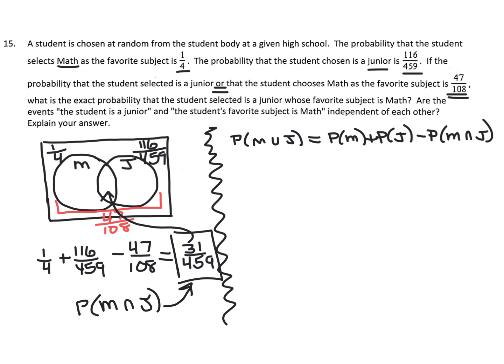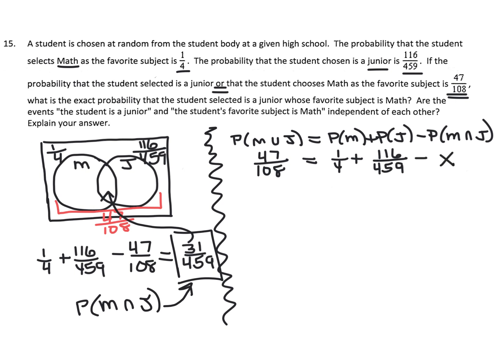Now, if you had done it through the formula, it's technically the same thing, right? We're going to plug in the or. We're going to plug in the probability of math. And please do not write these as decimals because although 1/4 is 0.25, this you'd have to round. And then the probability of being a junior, right, the 116 over 459, you would have to round as well, and we do not want to round. We want to keep it exact.